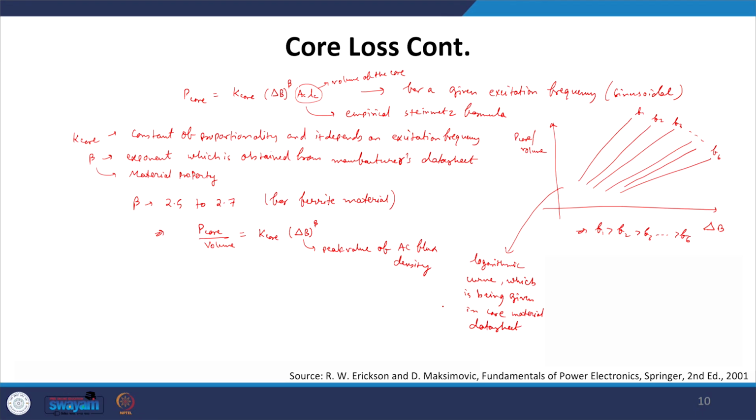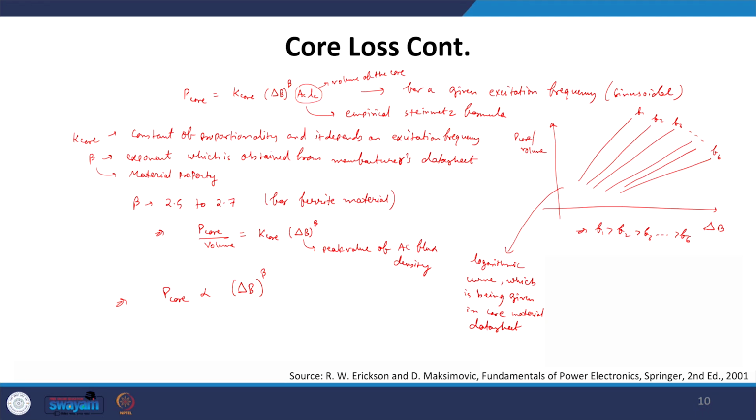So what we have understood is that P core is directly proportional to delta B raised to power beta, where beta is a value somewhere between 2.5 to 2.7. Now we know that our core loss is a combination of eddy current power loss and hysteresis power loss. The eddy current power loss is proportional to delta B square, the hysteresis power loss is proportional to delta B raised to power alpha, and so it becomes very difficult to predict the core loss, because we cannot directly measure the eddy current power loss and the hysteresis power loss.